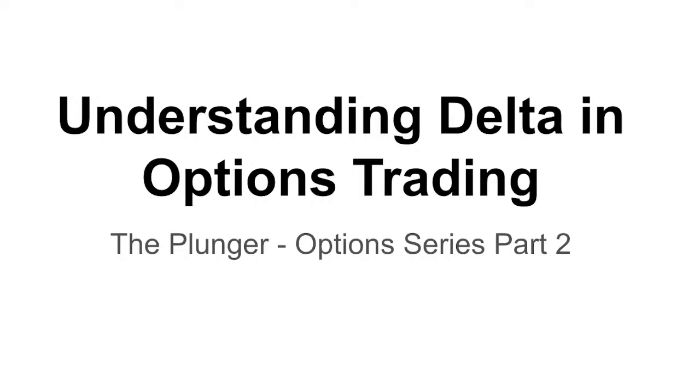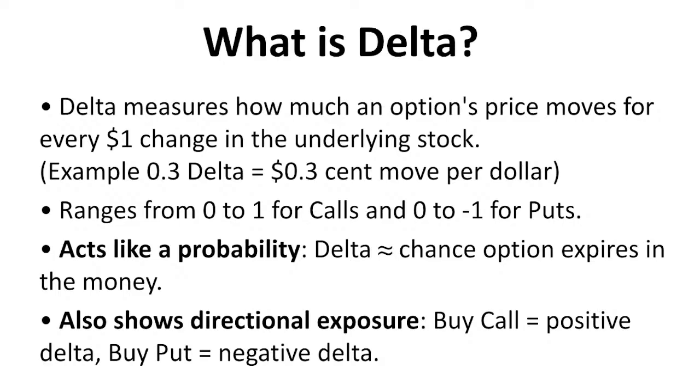So today I'm going to share with you more about delta. So what is delta? Delta is a measurement of the option price move per dollar change in the underlying stock. So for example, 0.3 delta per dollar move in the actual stock means the option price will move by 30 cents.